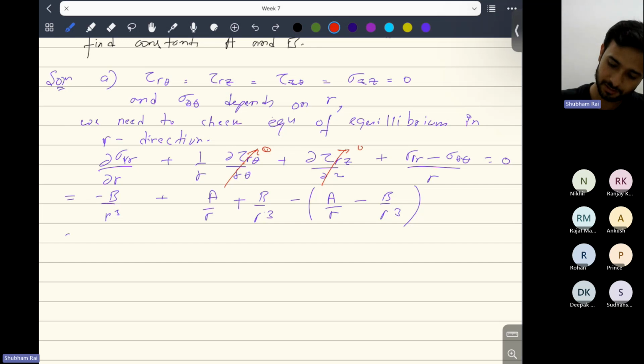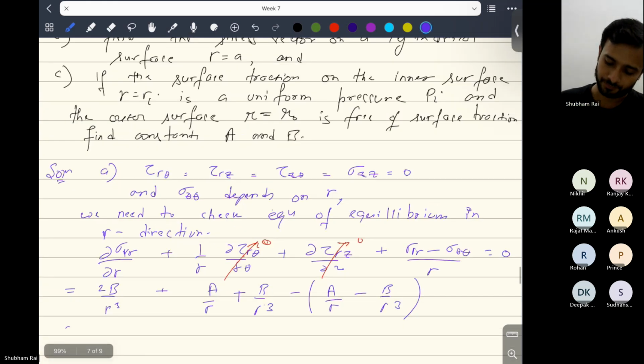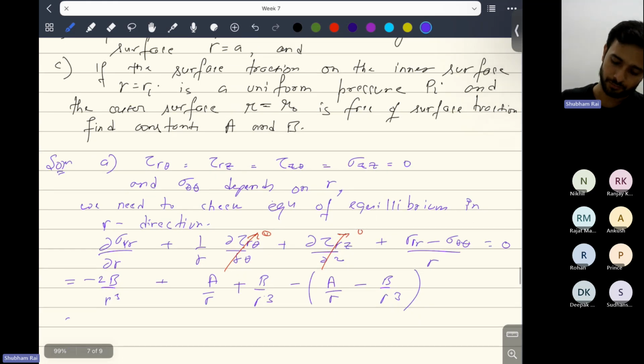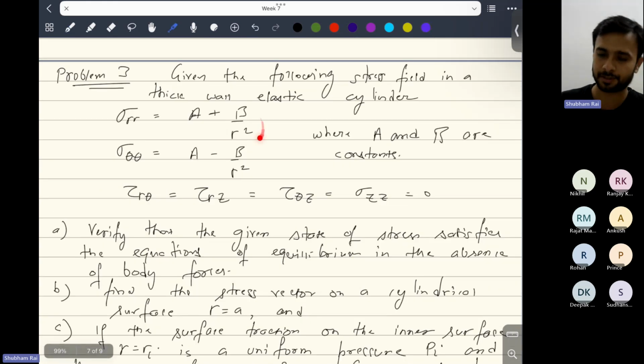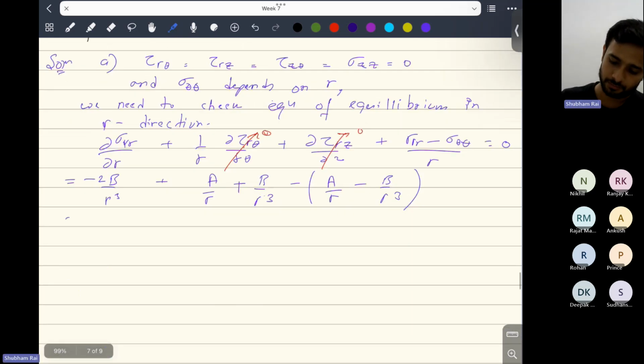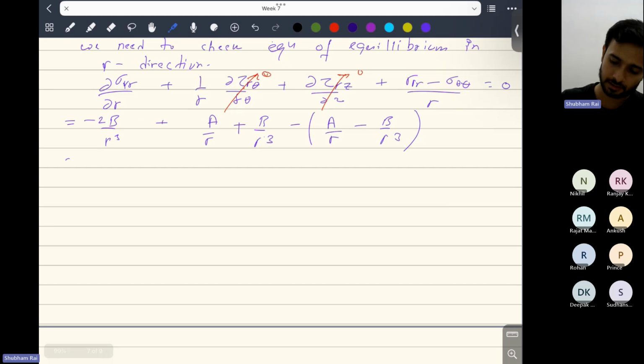Here the differentiation of this will be minus 2b over r cube, not minus b over r cube, because that was b over r square. So this will be minus 2b over r cube. Because if you differentiate this with respect to r, you'll get minus 2b over r cube. So let me just expand it. Here you have minus 2b over r cube.